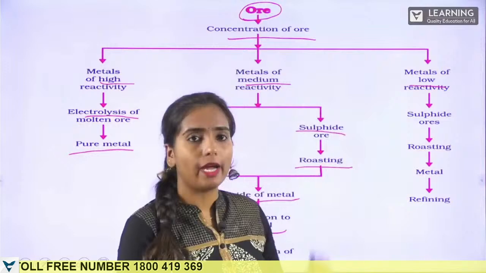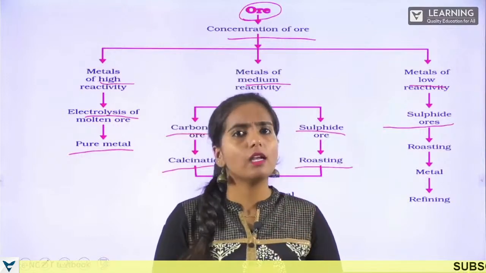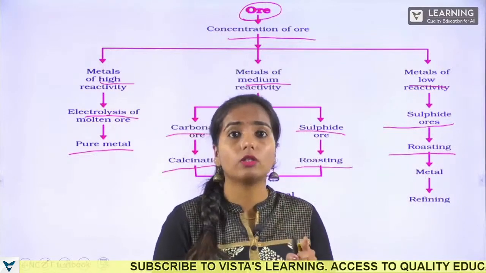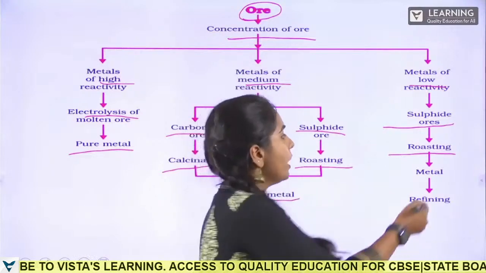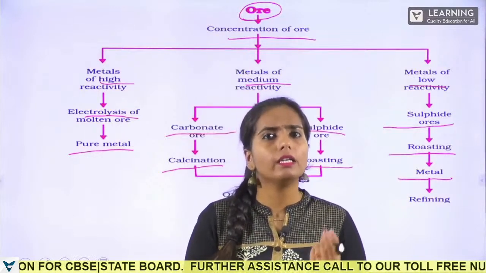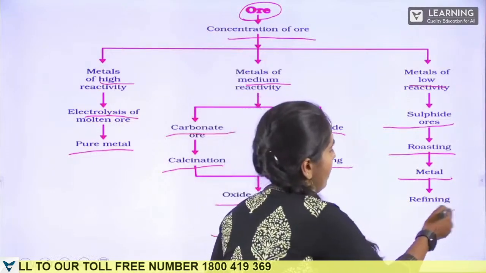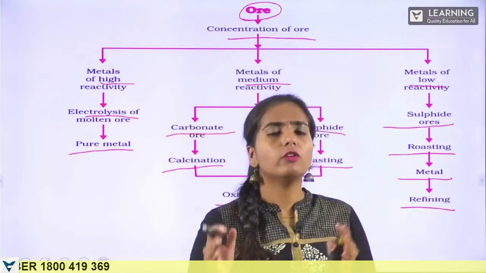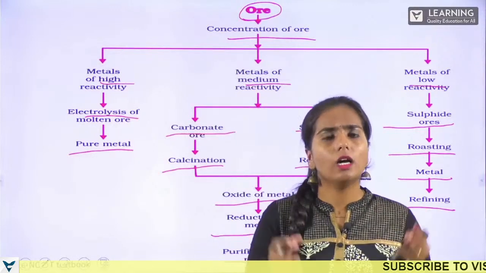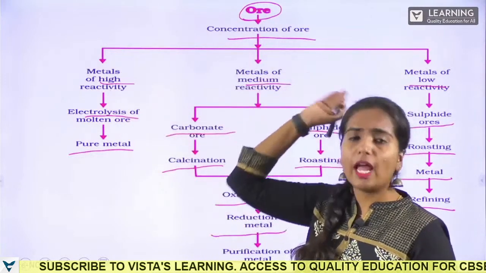When you come to low reactivity, it appears in one form, that is a sulfide ore. The sulfide ore undergoes a process called roasting. Here only one process is involved, that is roasting. Then we obtain a crude metal. The crude metal will not be completely pure. Later, to obtain a pure state, we undergo one more process called refining. This is one flow chart you have to remember to know how we get the pure or crude form of metal from highly reactive, low reactive, and moderately reactive metals.